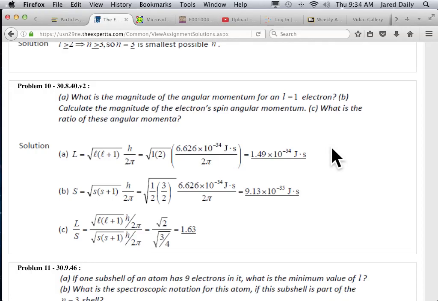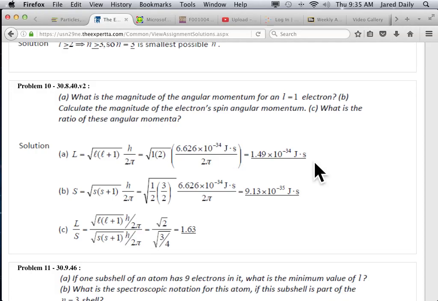Magnitude of the angular momentum for an l equals 1 electron. Calculate the magnitude of the angular momentum, the spin angular momentum, and what is the ratio of these angular momenta. So this is quantum numbers, right? If little l equals 1 for an electron, then your angular momentum value is just given by this equation. Angular momentum is capital L. You just put in your l equals 1 into this equation, you're going to get 1 times 1 plus 1, which is, of course, 2, square root of 2. So you're going to get the square root of 2 times h over 2 pi. If you calculate all that out, then you get 1.49 times 10 to the minus 34 joule seconds for the angular momentum. Plain and simple.